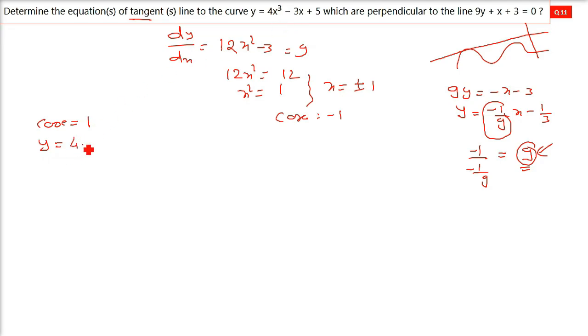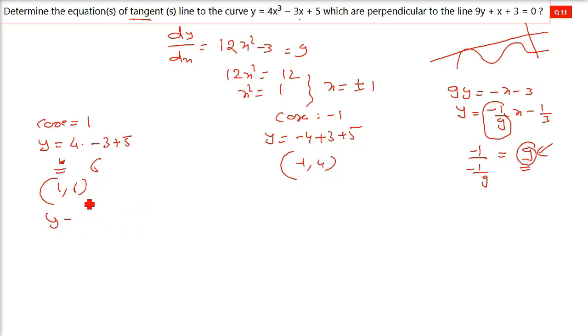What will be the value of y? When x is equal to 1, it is 4 into 1 cube minus 3 into 1 plus 5, which is 4 minus 3 plus 5, that is 6. So we have (1, 6) as the point. When you put -1, it will be 4 into (-1) whole cube, this is -4 plus 3 plus 5. Here 5 plus 3 is 8, minus 4 is 4. So (-1, 4) is the other point on which we have to find the tangent.